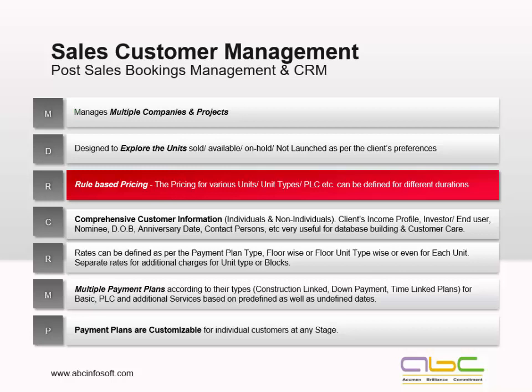You can define the various rates for the payment plan type. Let's say for a down payment, you have different discounts or a payment plan rate. Similarly, you can have rates for each unit, each floor, or each unit type separately. Now, multiple payment plans: you can define any number of payment plans. Normally, they are construction link, down payment, and time link plans. These payment plans you can define for basics, PLC, and additional service differently.